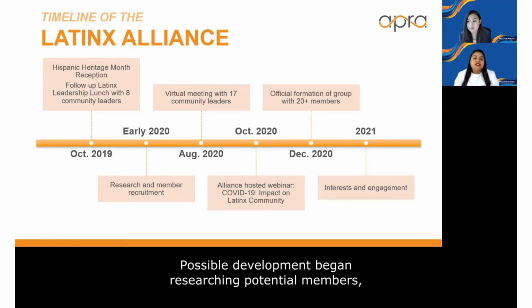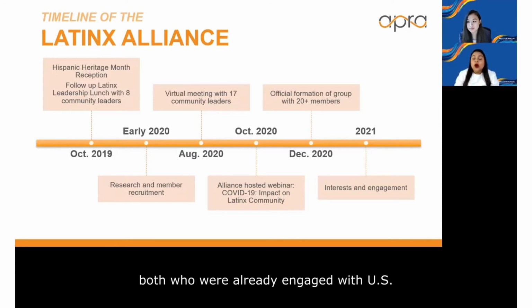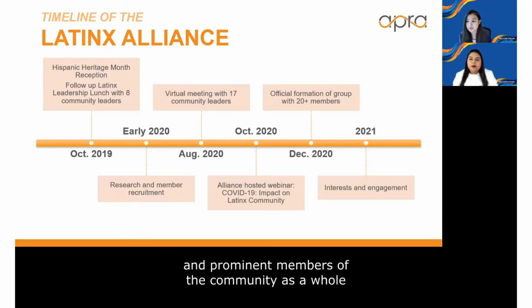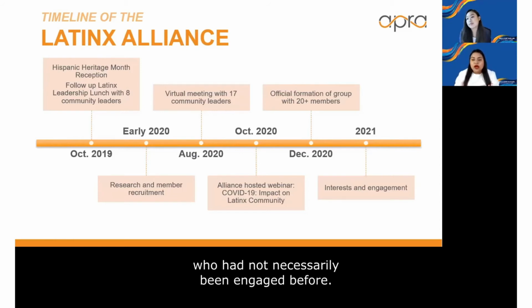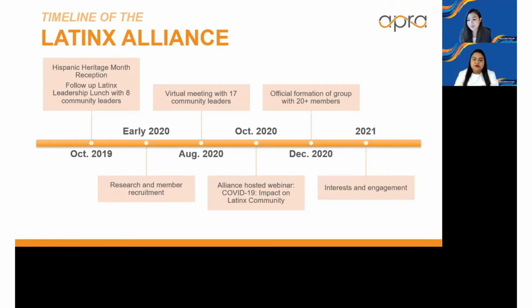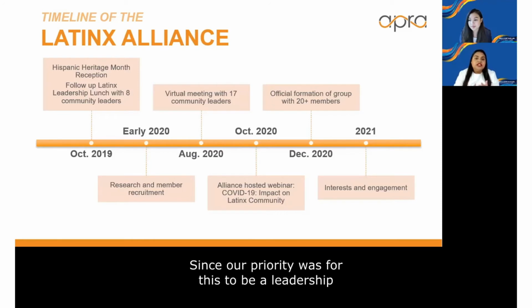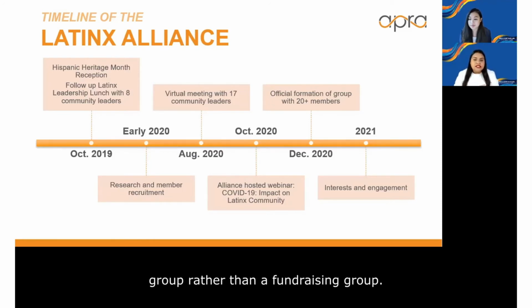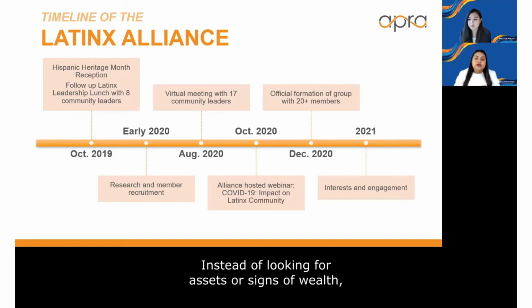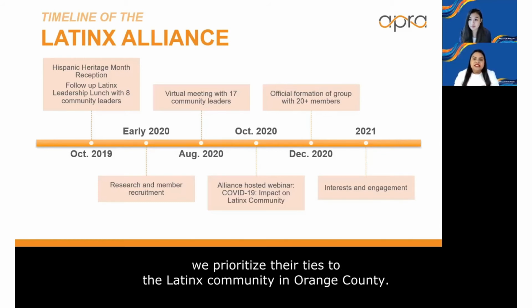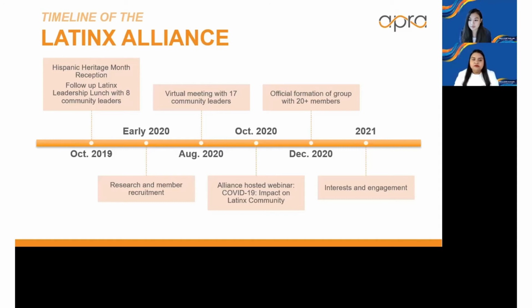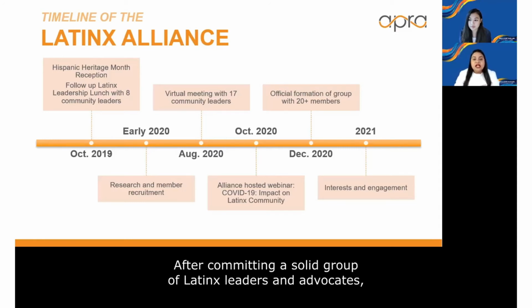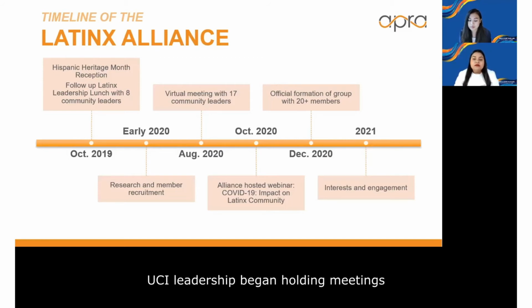Prospect Development began researching potential members, both who were already engaged with UCI and prominent members of the community as a whole who had not necessarily been engaged before. Since our priority was for this to be a leadership group rather than a fundraising group, it is how we navigated our research. Instead of looking for assets or signs of wealth, we prioritized their ties to the Latinx community in Orange County.